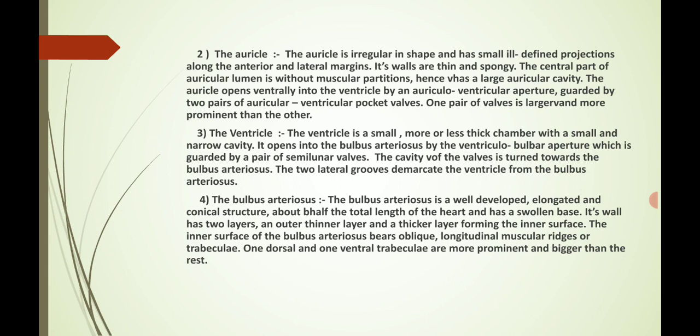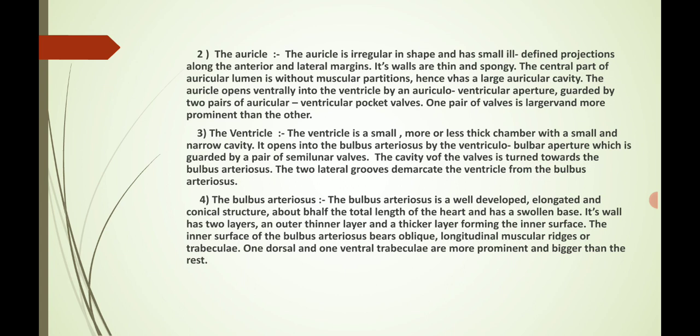Here is the auricle. The auricle is irregular in shape and has small ill-defined projections along the anterior and lateral margins. Its walls are thin and spongy. The central part of the auricular lumen is without muscular partitions, hence it has a large auricular cavity. The auricle opens ventrally into the ventricle by the auriculoventricular apertures, which are guarded by two pairs of auriculoventricular pocket valves. One pair of valves is larger and more prominent than the other. These are present in the auricle.